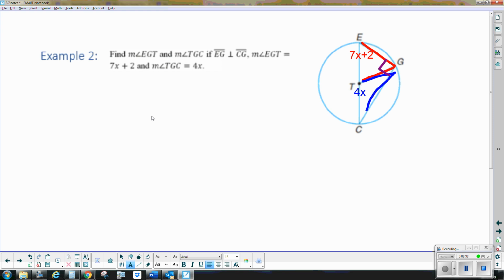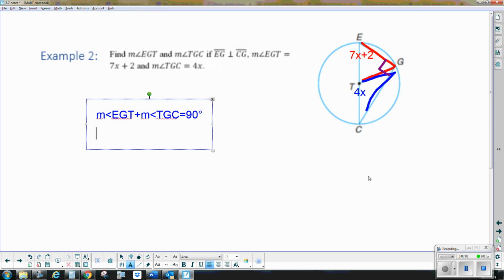Now, I know that, using the angle addition postulate, together they form a 90-degree angle because EG and CG are perpendicular. So I'm just going to say the measure of angle EGT plus the measure of angle TGC equals 90. I know that because the two lines are perpendicular and I'm using the angle addition postulate.